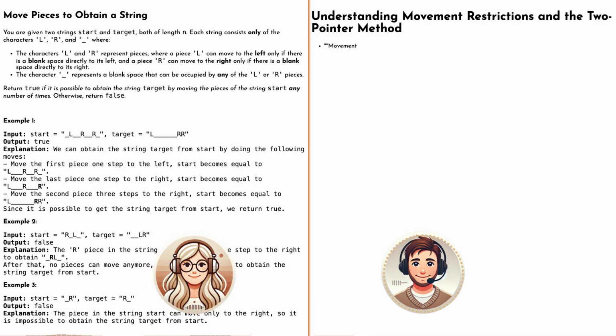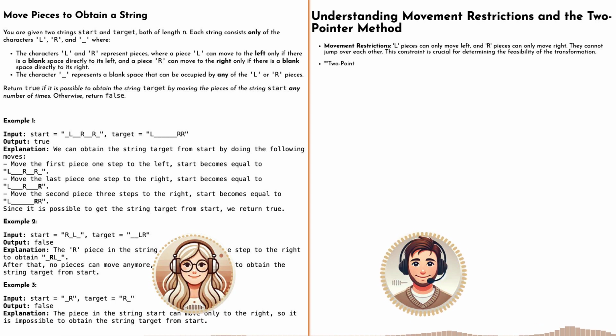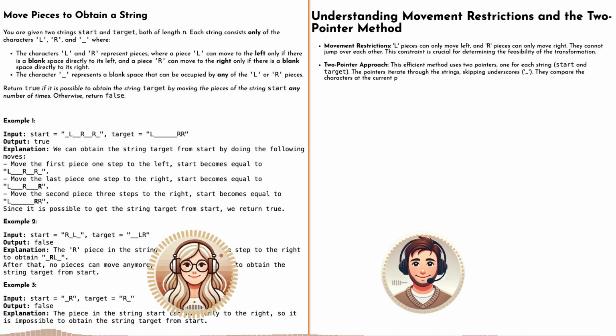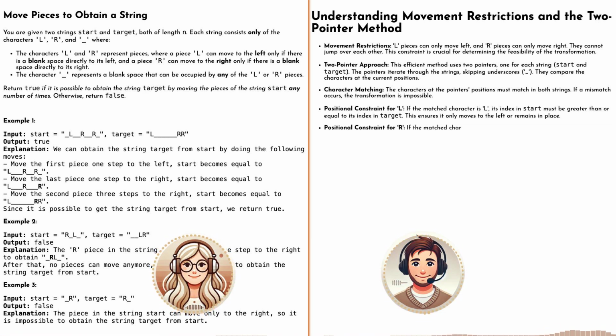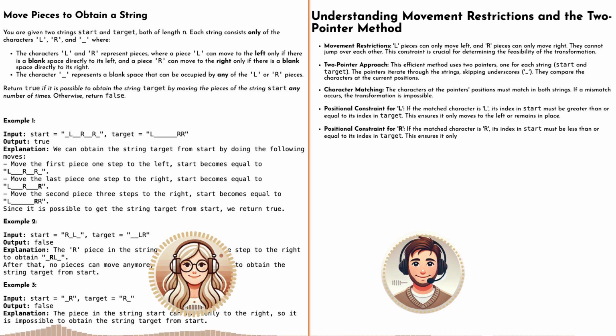There absolutely is, and it all comes down to really understanding those movement restrictions. The L's and R's, they're trapped by those underscores. They can't just leapfrog over each other. Exactly. It's not just about finding any arrangement that matches the target. It's about figuring out if you can even get there, given those rules. You have to follow the traffic laws of the string world. That's a great way to put it.